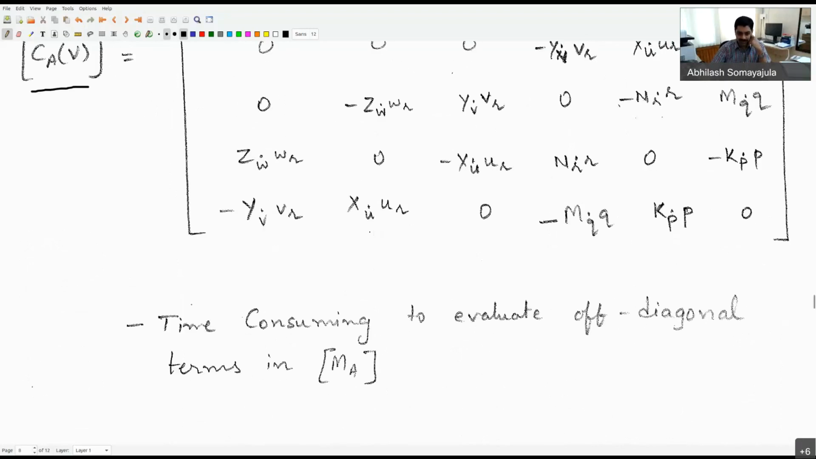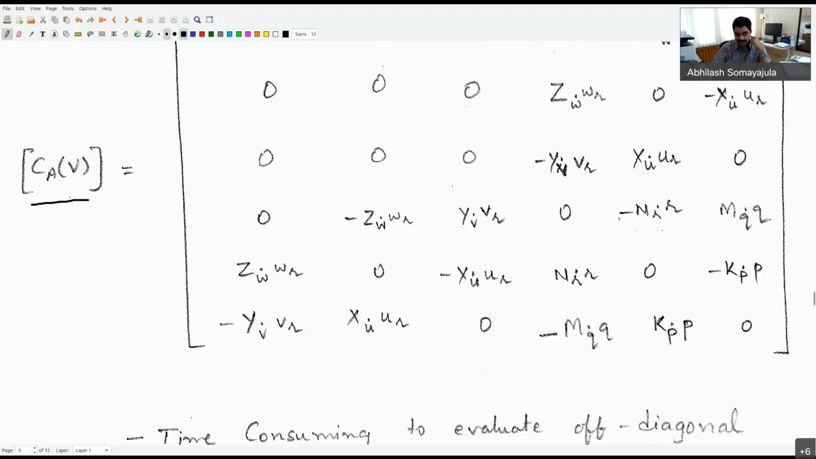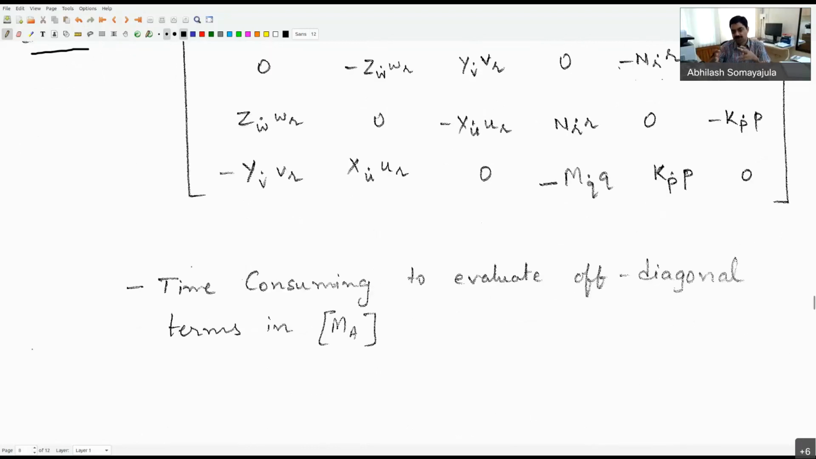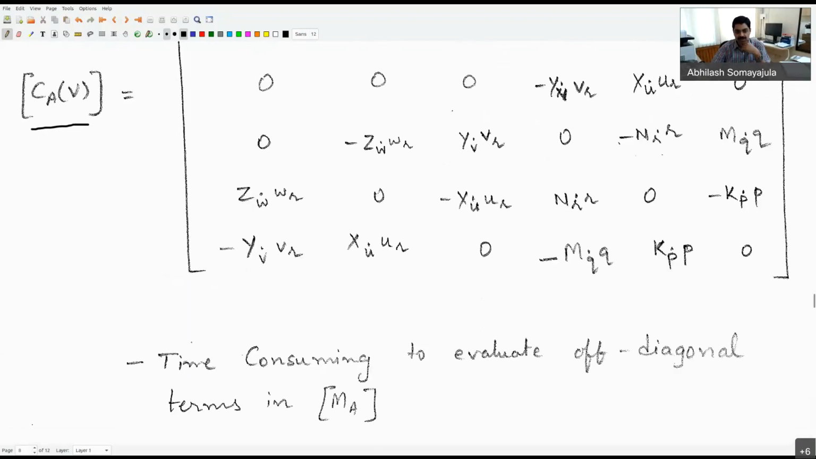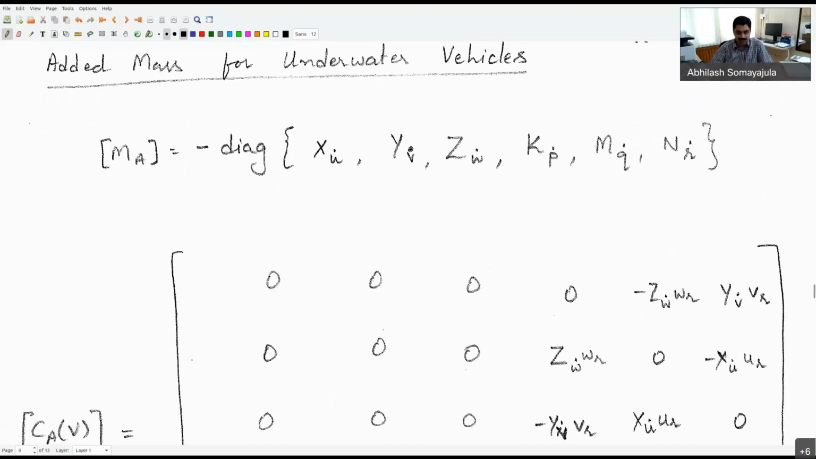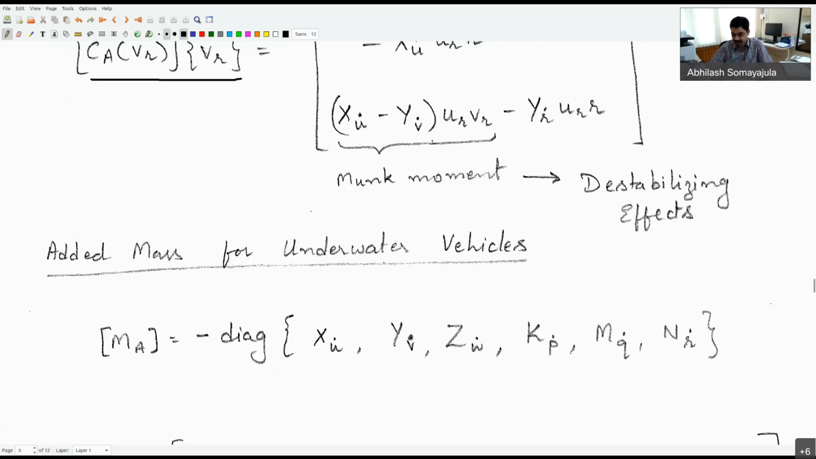One of the main reasons we don't worry too much about the off-diagonal terms is that they are time consuming to evaluate. Although if you have a potential theory program, you can evaluate them and incorporate them. But you'll find generally that the cross terms have much smaller magnitude, so they are not that worthy of our time and don't affect the dynamics significantly. The dynamics is not changed much even if we choose to neglect the off-diagonal terms in the added mass matrix. Okay, so this was only a brief discussion about underwater vehicles. For our purposes, we will mostly be looking at surface vessels for now.